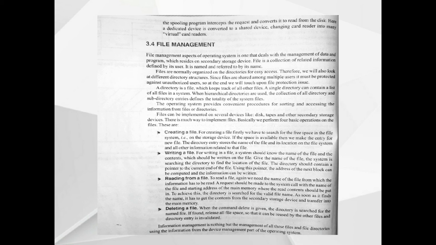Since files are shared among multiple users, they must be protected against unauthorized users, so at the end we will touch upon file protection issues. A directory is a file which keeps track of all other files. A single directory can contain a list of all files in a system. When hierarchical directories are used, the collection of all directory and subdirectory entries defines the totality of the file system. You can have multiple subdirectories like that.